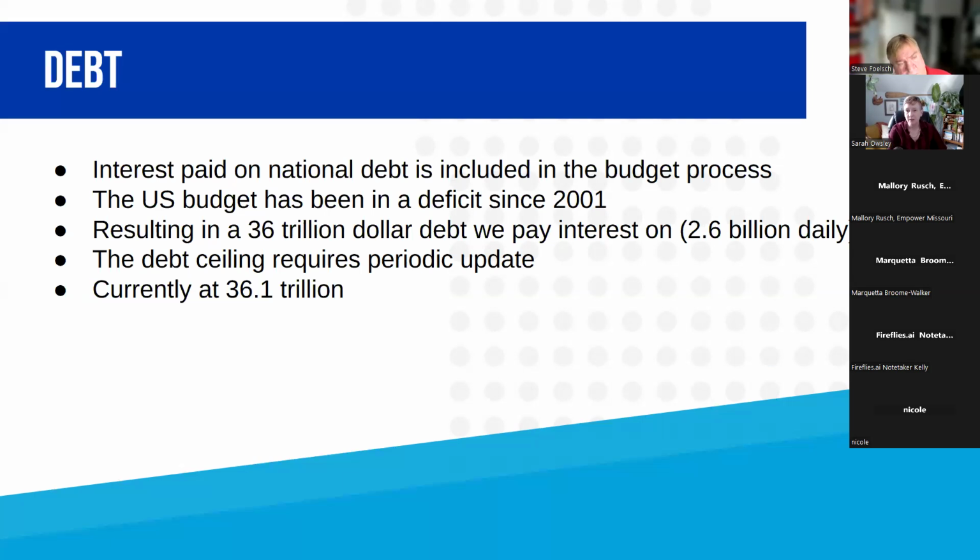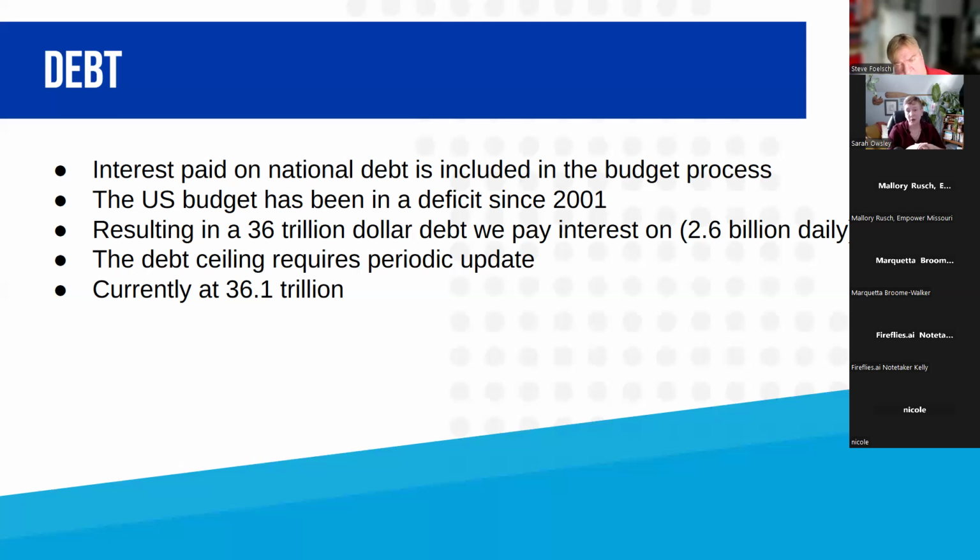Another thing to think about as we look at the budgetary process is that a portion of the budget is the interest we pay on national debt, including theoretically ever getting back down to actually getting to the principal of that debt, but we are nowhere near that. The US budget has been in a deficit since 2001. That deficit has shrunk at portions of time in history, but not every year. We currently have a little over $36 trillion in debt that we pay interest on. We pay $2.6 billion a day of interest on this $36 trillion debt.